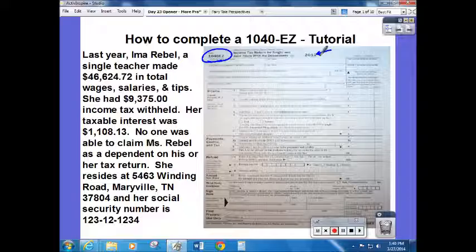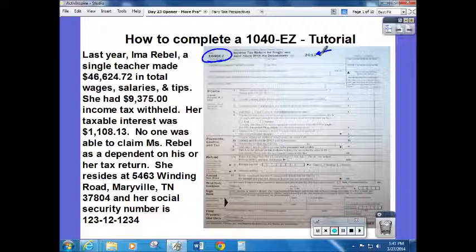Her taxable interest was $1,108.13. No one was able to claim Miss Rebel as a dependent on his or her tax return. What that means, she's not living with mom and dad. She is on her own. She's taking care of herself. She resides at 5463 Winding Road, Maryville, Tennessee 37804, and her social security number is 123121234.